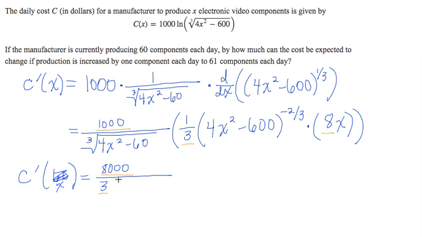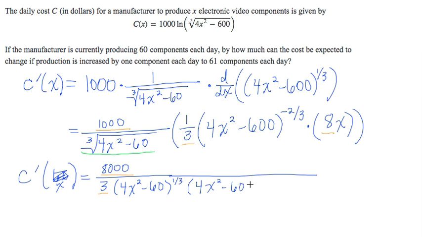Now here's what I'm noticing: we have a cubed root in the denominator and a power of negative 2/3. So I'm going to put this negative 2/3 in the denominator and write it as a cubed root. Actually, no, I take it back. I'm going to write this one as an exponent because then I'll be able to add the exponents and it will simplify a whole lot. So I'm writing this radical with a fractional exponent, it would become 4x squared minus 600 to the 1/3. Now this negative 2/3 exponent, if I write that in the denominator and make that exponent positive, it becomes 4x squared minus 600 to the positive 2/3.